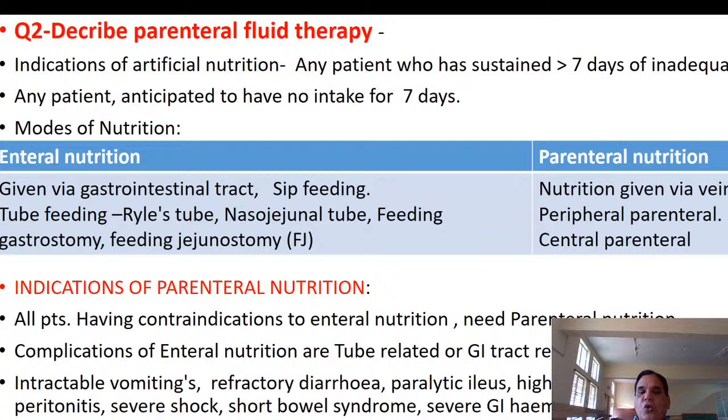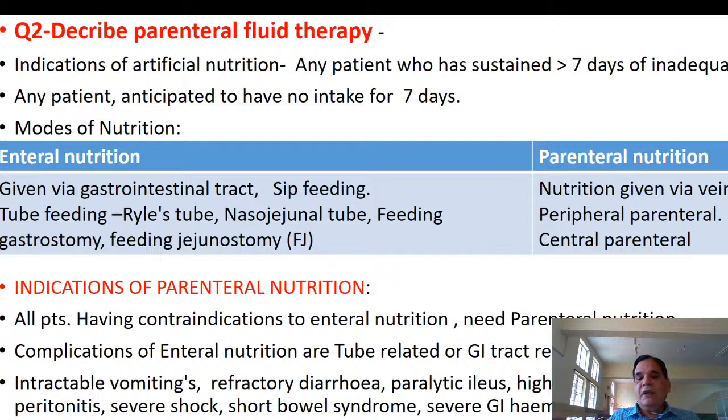Any patient who has sustained more than 7 days of inadequate intake, or any patient anticipated to have no intake for 7 days. Okay, this is how you define the indication for artificial nutrition. Not eating for 7 days, expected not to eat for 7 days. Okay, so what are the modes? What are the different modes? Common modes. The commonest mode is enteral nutrition.